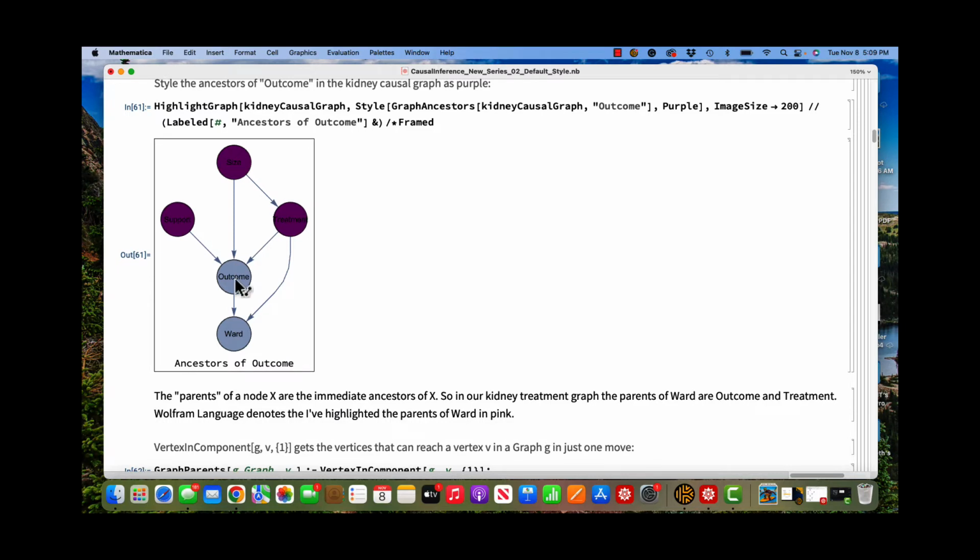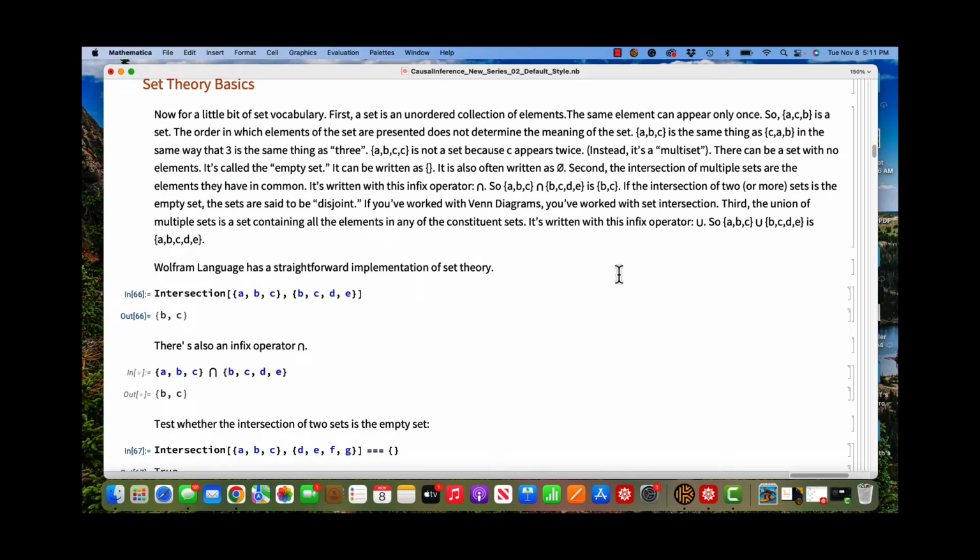Similarly, nodes have ancestors. And so here, the ancestors of outcome are treatment, size, and support. They're also, as it happens, the parents of outcome, because they're the immediate ancestors. If you had something that determined the size of the stone, such as exposure to, I don't know, lead, that would be an ancestor, but unless it had an arrow going into outcome, it wouldn't be a parent of outcome. Okay, that was graph theory in 2 minutes.